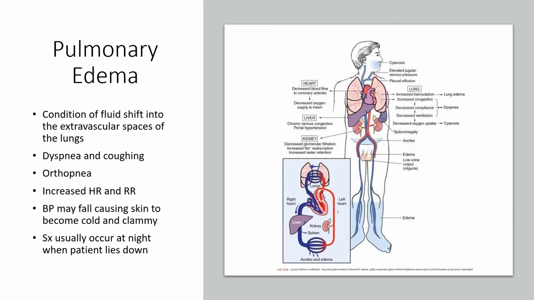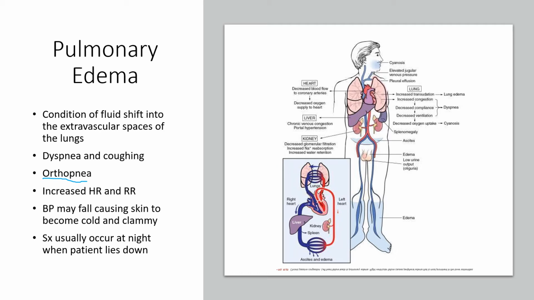The next condition we're going to talk about is pulmonary edema, which is a condition of fluid shift into the extravascular spaces of the lungs. And this causes patients to experience dyspnea and coughing, and also a new condition that we haven't talked about known as orthopnea. So this is a condition in which breathing becomes easier in the upright, standing, or sitting position.